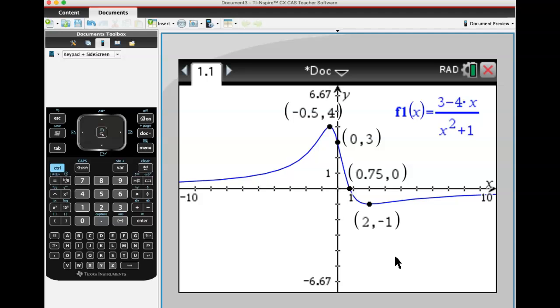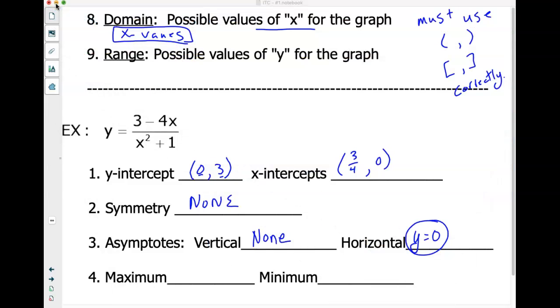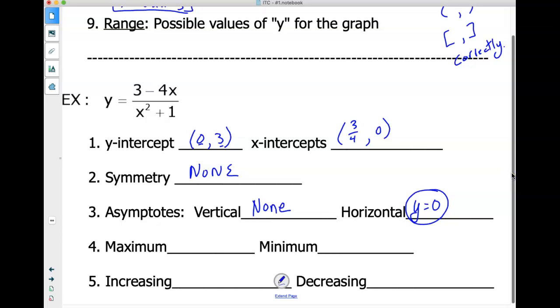I'm going to come back here real quick, and fill those in. So my maximum, we said, was negative 0.5 for the decimal freaks 4. Or that was my maximum, excuse me. Minimum was 2 comma negative 1.